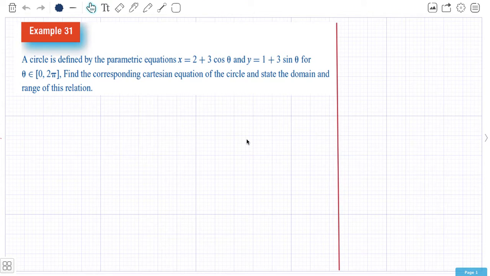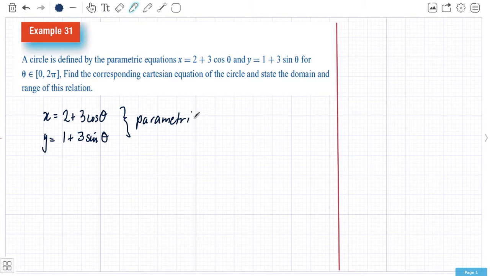So in this video I want to talk to you about parametric equations. Now parametric equations are equations that have a parameter in them. Now the parameter is usually t or theta, in this case, and it represents something that's changing. So here we're looking at two equations. We've got x equals 2 plus 3 cos theta, and we've got y equals 1 plus 3 sine theta. Now these two equations here are the parametric equations together.